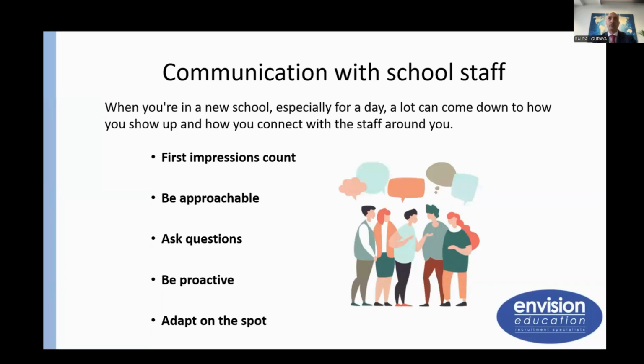So showing that proactive approach is always a great thing. And then showing that you're adaptable as well. So you might, for example, go in for a trial day to work with children with SEN. You may be required to go into working with different children. So it might not be one child. It might be, you're with one child in the morning and another child in the afternoon.